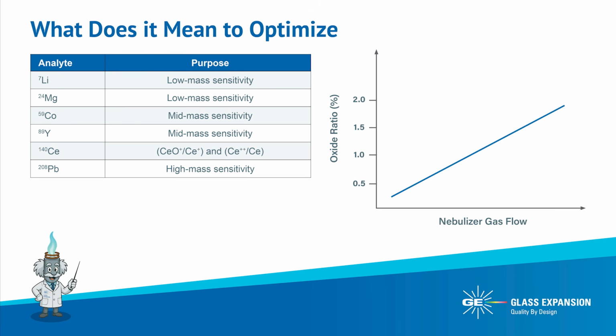In addition to monitoring the sensitivity, we need to minimize unwanted interferences formed by oxides and polyatomic ions. To control these interferences, we monitor the cerium oxide ratio. This ratio is used to measure the robustness of the plasma. Ideally, we want the cerium oxide ratio to be less than 2% for routine analysis and less than 1% for high performance. Tuning the nebulizer, specifically the nebulizer gas flow, is the most critical step in this process.